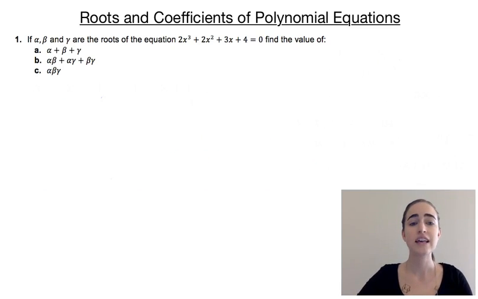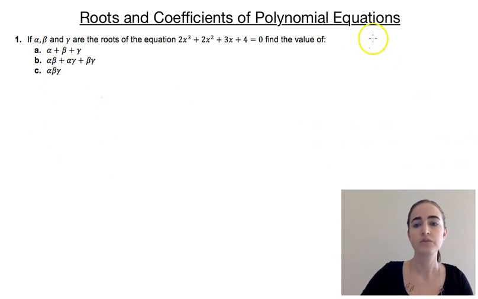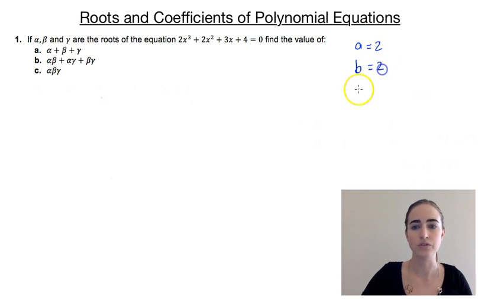So our first question says, if alpha, beta, and gamma are the roots of the equation 2x cubed plus 2x squared plus 3x plus 4 equals 0, we want to find the value of the sum of the roots, the sum of the roots 2 at a time, and the product of the roots. So to do this, we're just going to write that a equals 2, b equals 2, c equals 3, and d equals 4. So that's just reading our numbers straight off here.